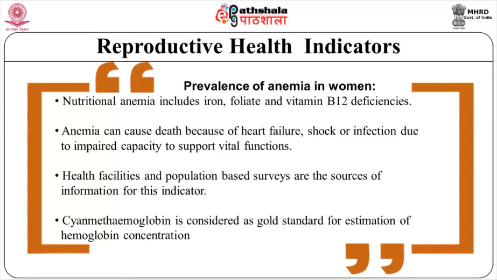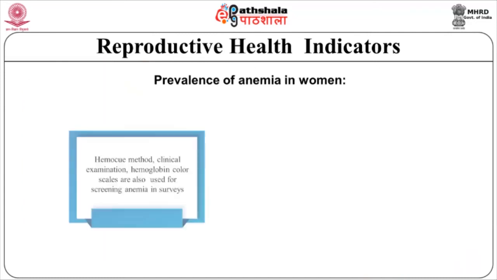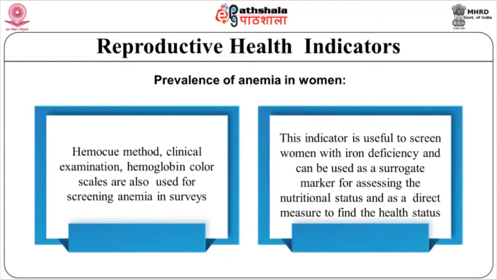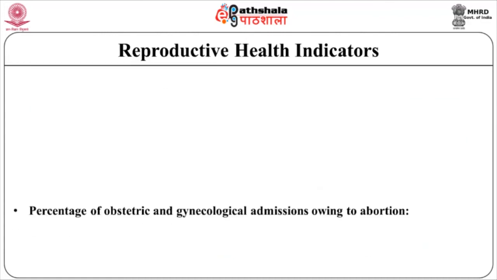Health facilities and population-based surveys are the source of information for this indicator. Cyanmethemoglobin is considered the gold standard for estimation of the hemoglobin concentration, according to Sari et al. in 2001. The HemoQue method and clinical examination with hemoglobin color scales are also used for screening anemia in surveys. This indicator is useful to screen women with iron deficiency and can be used as a surrogate marker for assessing the nutritional status and as a direct measure of the health status.